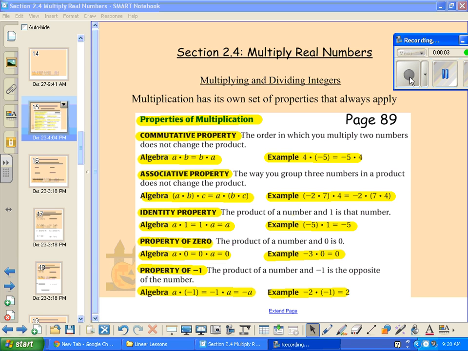Today's lesson is on section 2.4. Yesterday we talked about 2.5, some things we're going to use soon in that section, but we're going to jump back to 2.4 today, multiplying real numbers.